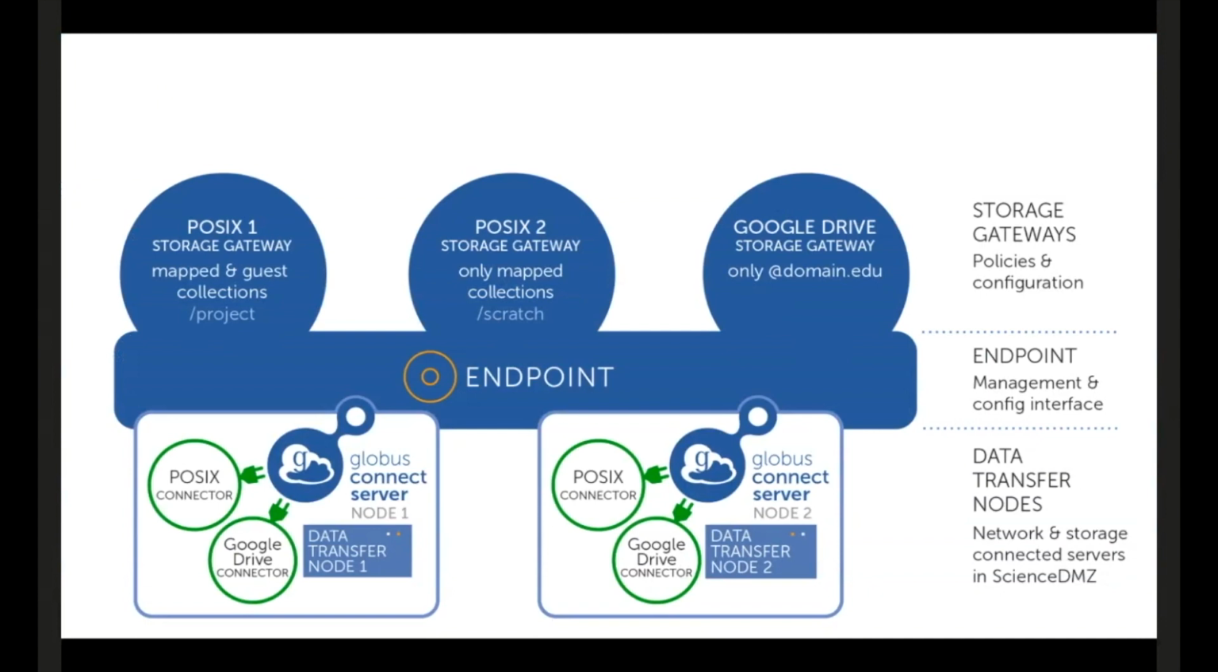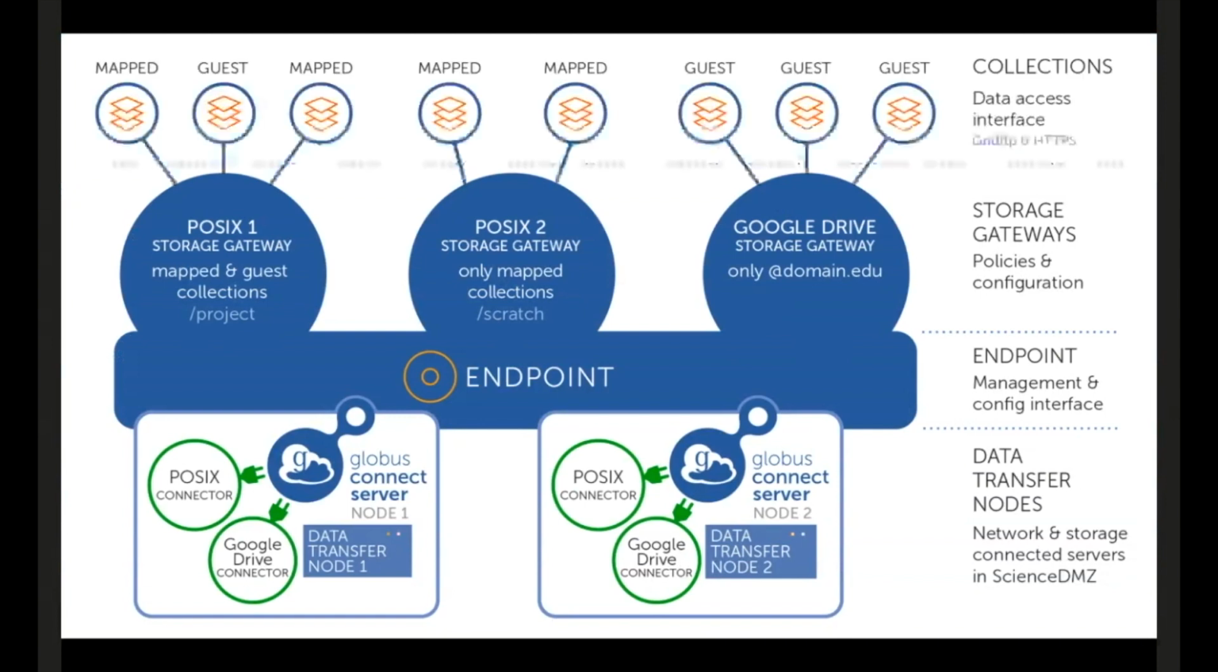So once you have that layer in place, then comes the data access layer, which is the collections interface. The users access data through the collections that are on one of the storage gateways. The collections support both GridFTP for asynchronous bulk transfers and the HTTPS protocol, and users use that to access the data. If you notice here, there are two types of collections. We have some called mapped and some called guest.